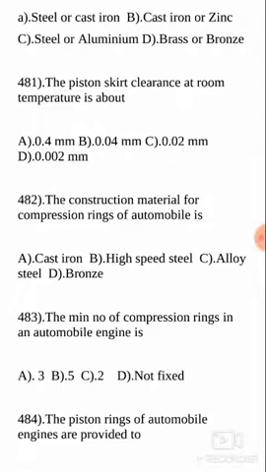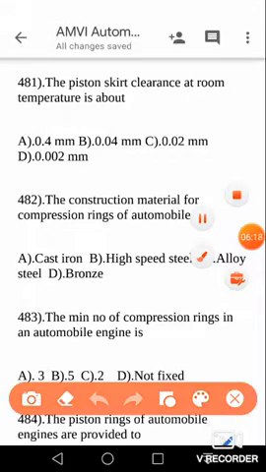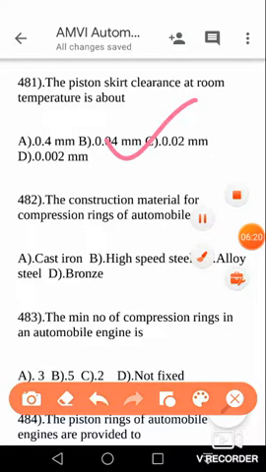So 0.4 is on the highest side. Here 0.002 is on the lowest side. So the only alternatives left are 0.04 and 0.02. So here the answer is 0.04. Even if you choose 0.02, leaving the other two, A and D, you got 50% chance of your answer being correct. So normally either you choose the medium value or near to the medium value in such type of bits. Okay, so your answer is 0.04 mm.